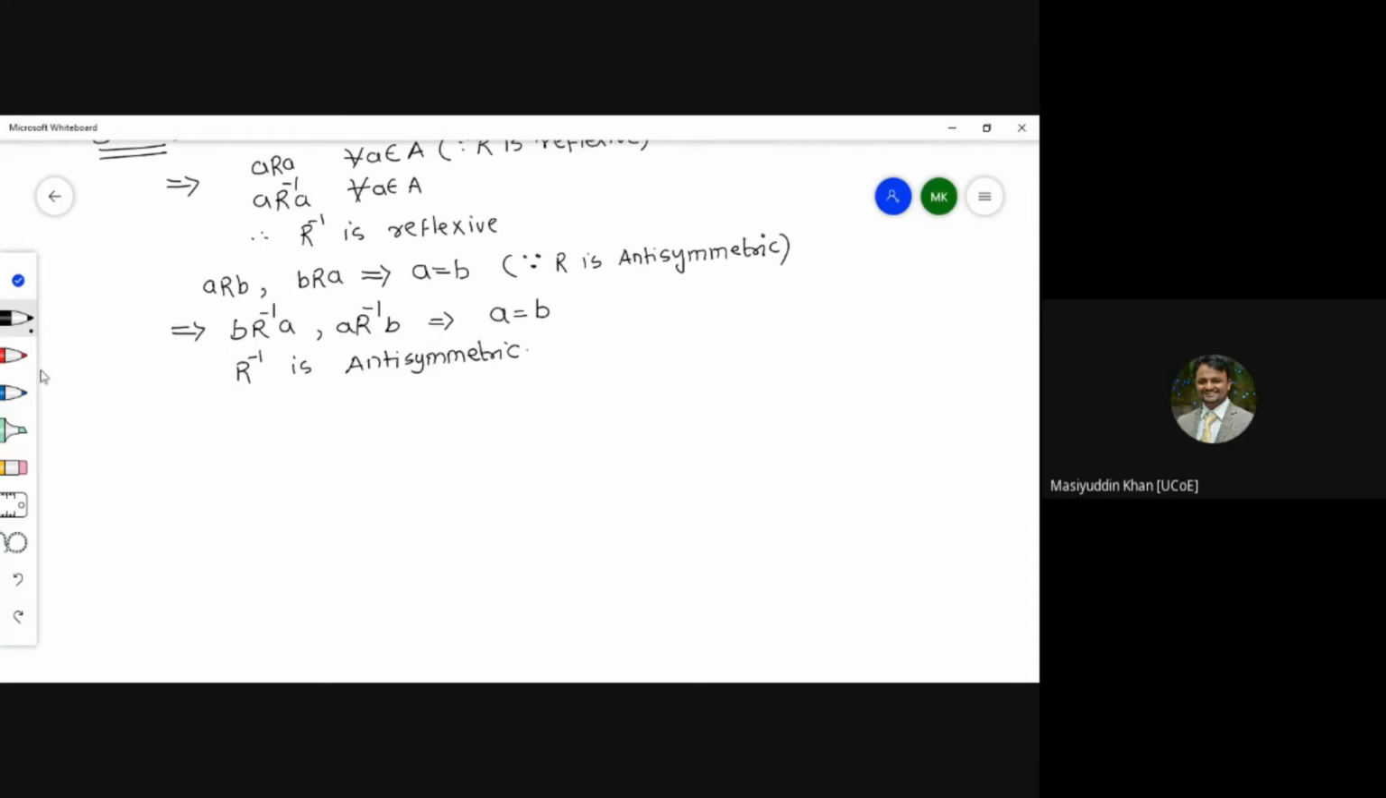The last one is transitive, which we have to prove. So a related to b, b related to c, this implies a related to c. Therefore, R is transitive. Similarly, you can verify here also.